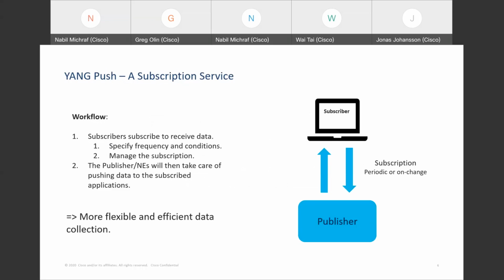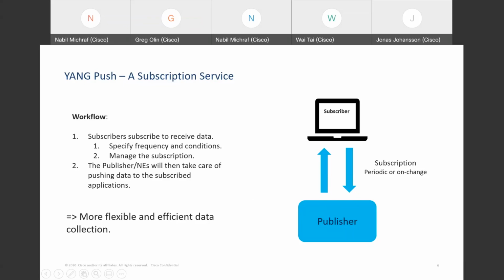So Yang push is also described as a subscription service. By supporting Yang push, you are providing a subscription service to remote collectors or applications that are interested in all kinds of data in your data store. So you have here a subscriber who will subscribe to data changes in a publisher, specifying conditions such as whether they want the subscription to be periodic or on change, only when data has changed.